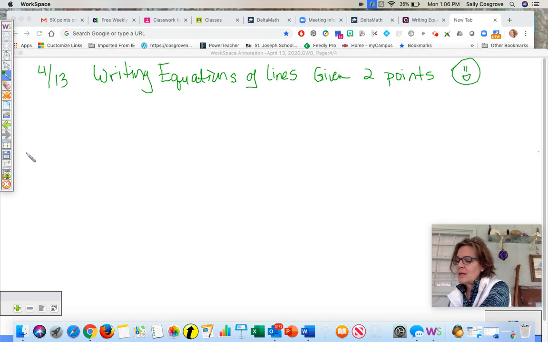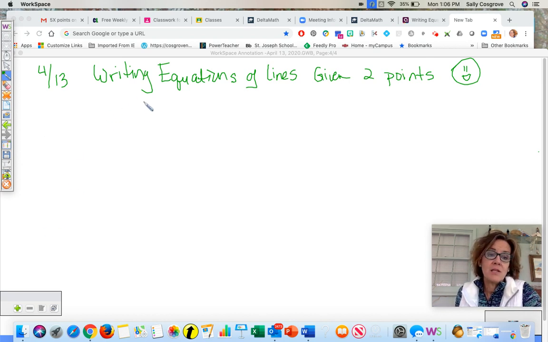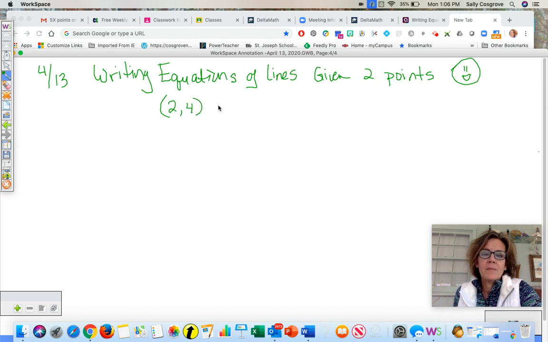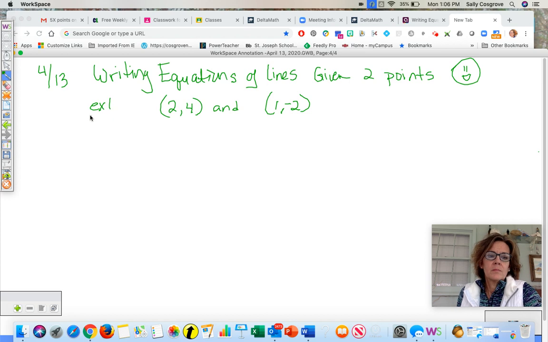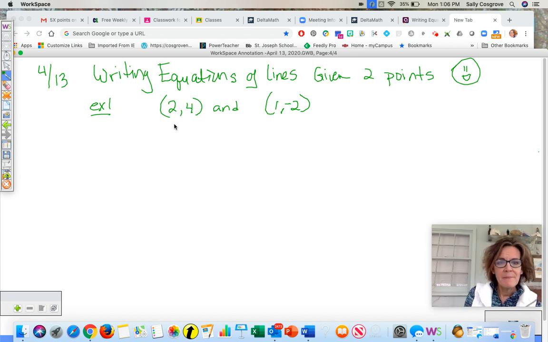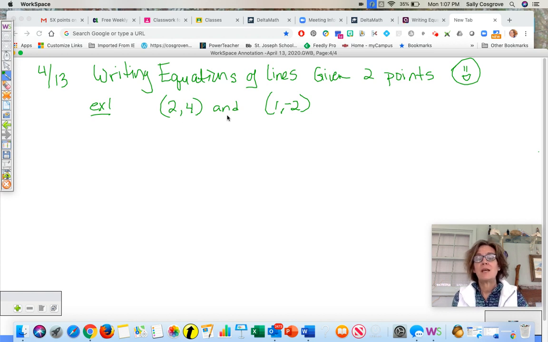So remembering that 2 points gives us an x and a y. So let's say that they just give me something like this: 2, 4 and 1, -2. Oh, hello, puppy. So this is what I'm given. I don't have a graph. I don't have a table. I just have these 2 points.